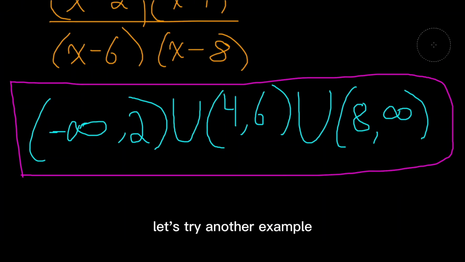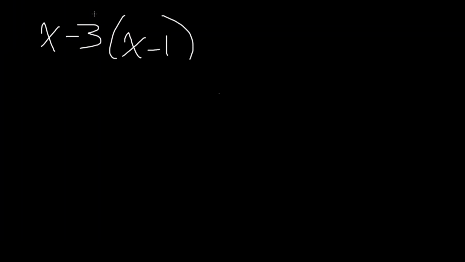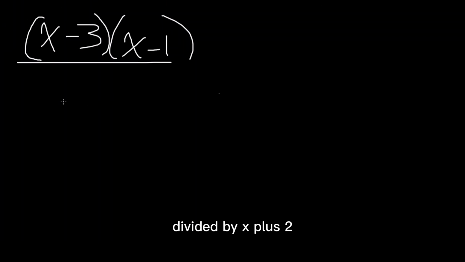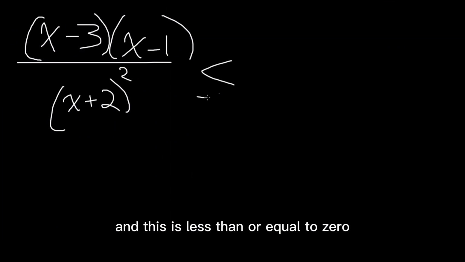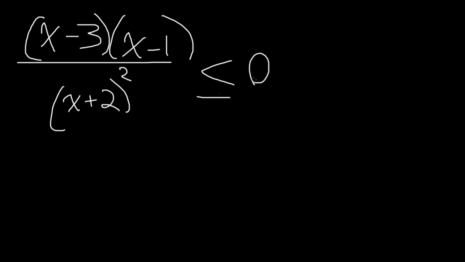Let's try another example. The next example is x minus 3 multiplied by x minus 1 divided by x plus 2 squared. And this is less than or equal to 0. So how do we do this?